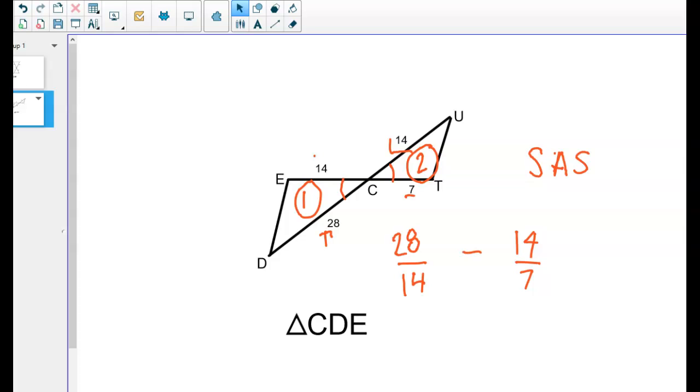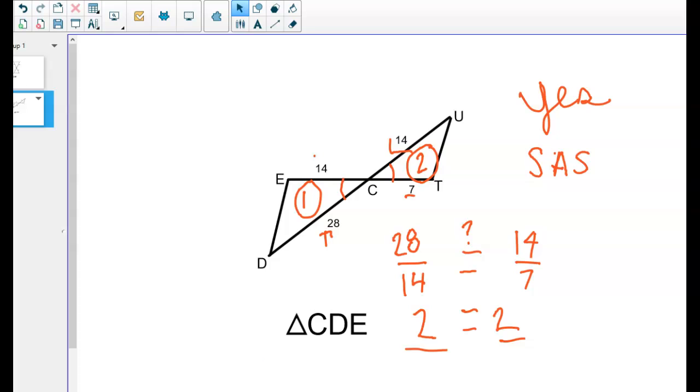Then I'm checking to see if these are equal. So grab your calculator. 28 divided by 14 is equal to 2. And 14 divided by 7 is equal to 2 as well. Because they both have the same scale factor, the same ratio of 2, these are similar by side, angle, side.